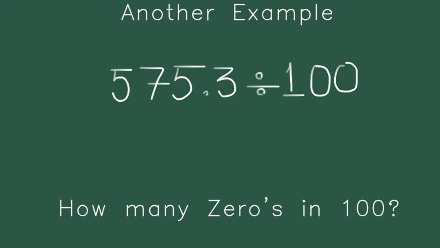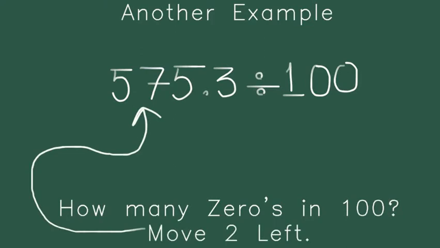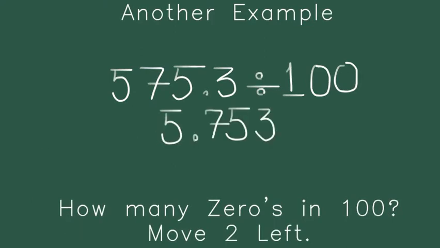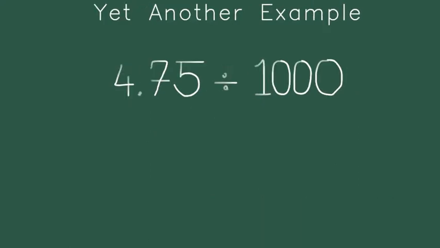Let's say you're given the following question, 575.3 divided by 100. Now the first question that you have to ask is, how many zeros does the 100 have? Now that's going to be 2. So what are you going to do? You're going to be moving the decimal point over two numbers on the left hand side because we are doing division. Okay, so we move the decimal point to the left and we get 5.753. That is good. Now let's look at another example.